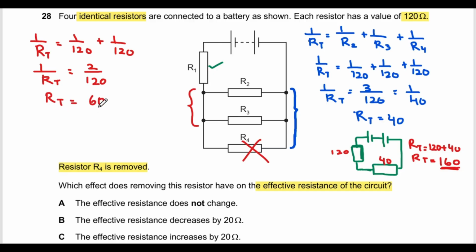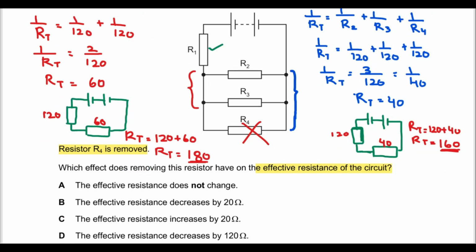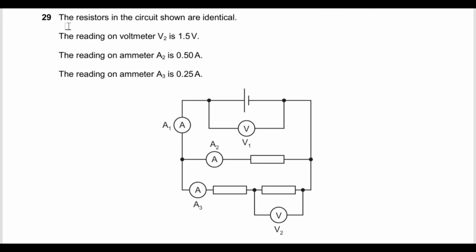So this is 60 ohms. Now again, if we see this with R1, this effective RT of 60 would be in series with R1, and the value of R1 is 120 ohms. Now what is the effective resistance of these two? As they are in series, effective resistance would be 120 ohms plus 60, and the value of RT would be 180, the effective resistance without R4. So you see, without R4, the effective resistance is increased by the value of 20 ohms.